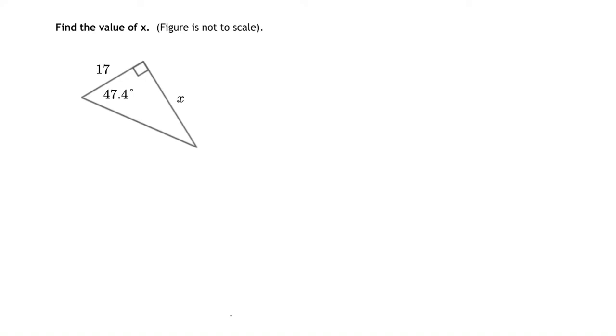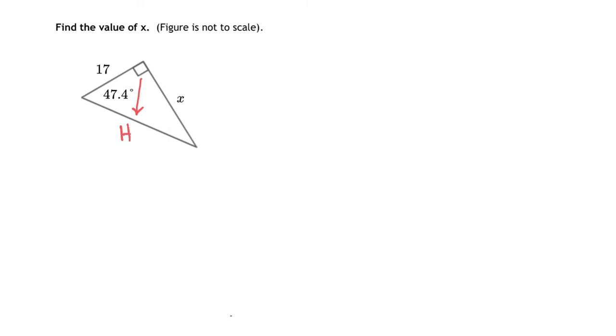Alright, this video is going to walk you through how to find the missing side of a right triangle when given an angle and a side. The first thing you need to do is try to figure out where the hypotenuse is. The hypotenuse is always found directly across from the box, or the 90-degree angle. So this side is your hypotenuse.